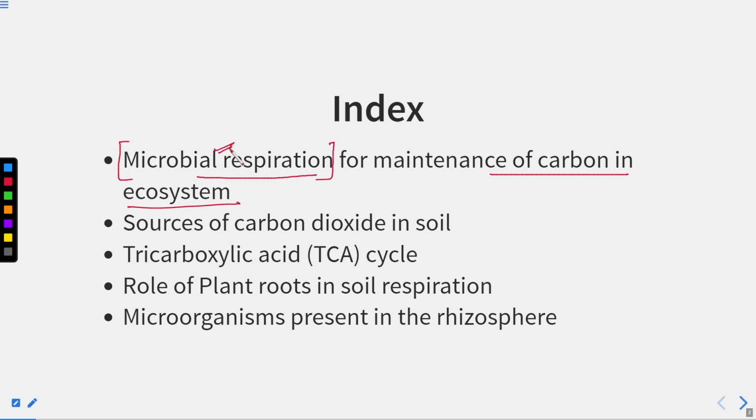And also the sources of carbon dioxide in the soil, how carbon dioxide is present in the soil, and what is the source for this. So that also we are going to study. Tricarboxylic acid cycle, this is the catabolism of carbon source, so that we are going to study about, and the role of plant roots in the soil respiration. Then we are going to study about the microorganisms present in the rhizosphere. We will also study about what is rhizosphere and what are the microorganisms present in this particular area.